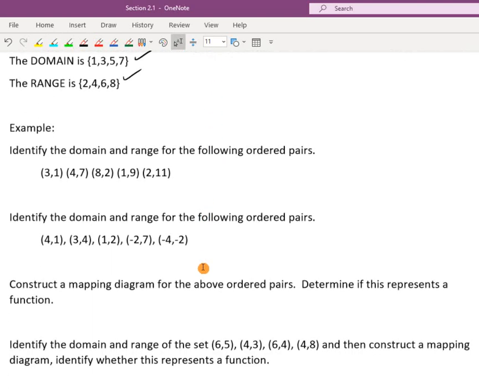If I come down to this one, it says identify the domain and range here. Domain, remember, the x values. So the way we list this, we'll put a bracket and list the x values: 3, 4, 8, 1, and then 2. And then my range: 1, 7, 2, 9, and 11. The question is, is this a function? Let's look at the x values. Do any of them repeat? None of them repeat, so yes, this is a function.